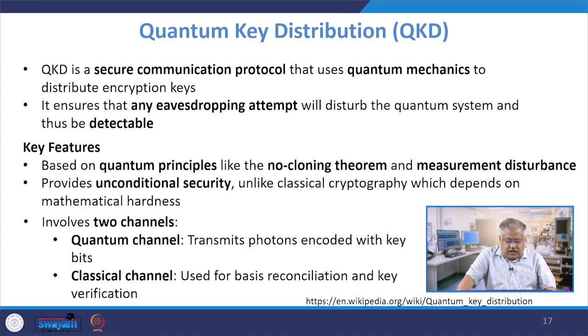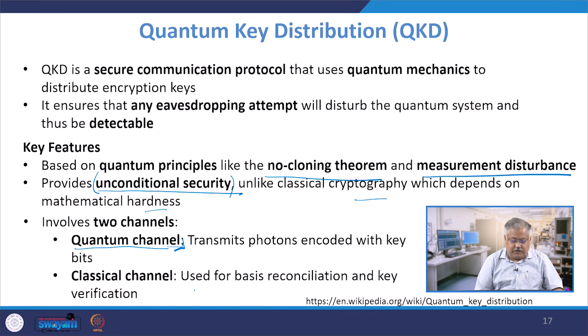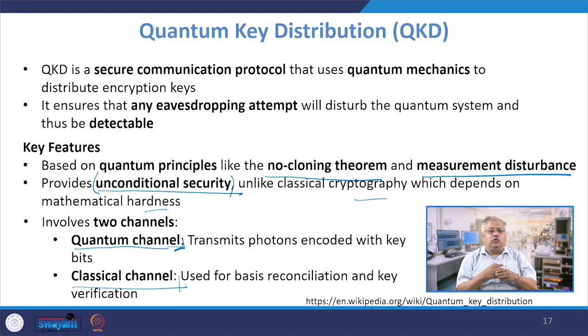The key features of this are based on the no-cloning theorem and measurement disturbance. It provides unconditional security, unlike classical cryptography, which depends upon mathematical hardness. This provides unconditional security in terms of entanglement theory. As I discussed, it involves two channels. One is the quantum channel, which transmits photons encoded with the key, and the other is a classical channel, which does the key verification. So quantum key distribution gives you a much better secured channel for all quantum communication purposes.